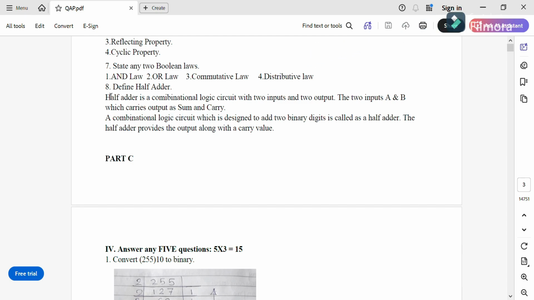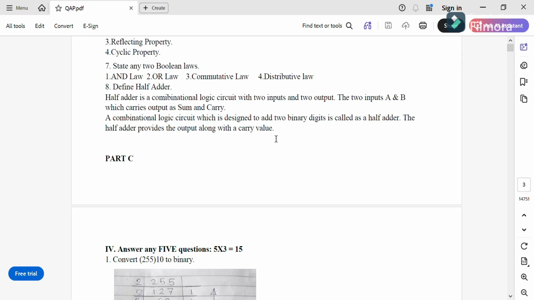Okay. Next. Define half adder. So half adder is a what? Adder is a combinational logic circuit with 2 inputs and 2 outputs. And which are the 2 inputs? Just mention the 2 inputs A and B, which produce outputs sum and carry. Okay. And this combinational logic circuit is designed to add how many numbers? 2 binary digits. Okay, 2 binary digits. And this is called what? Half adder. And that produces the output along with the carry value.